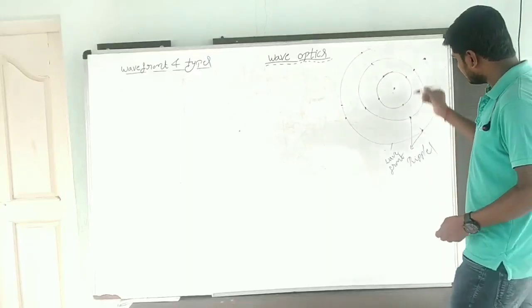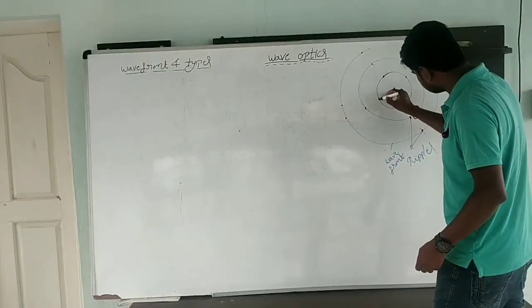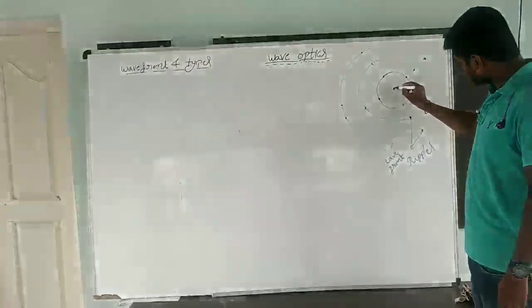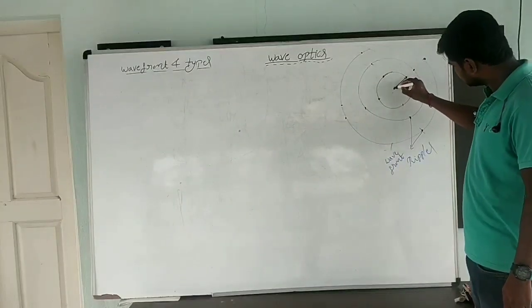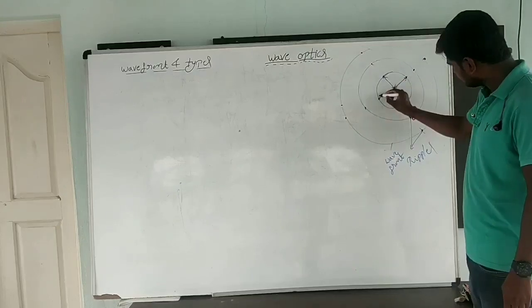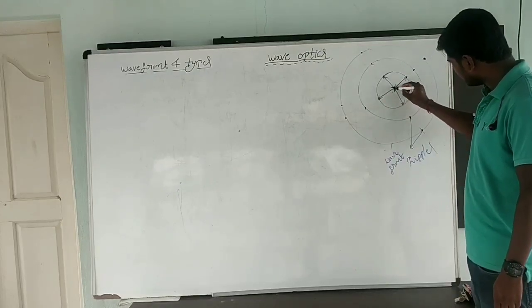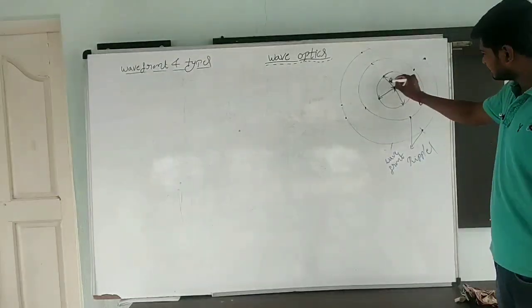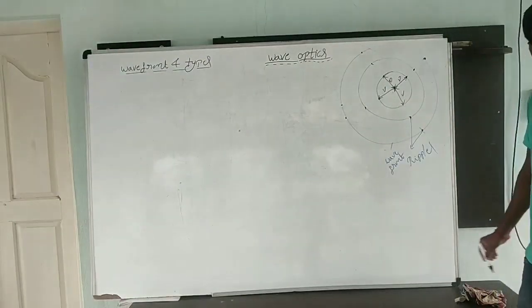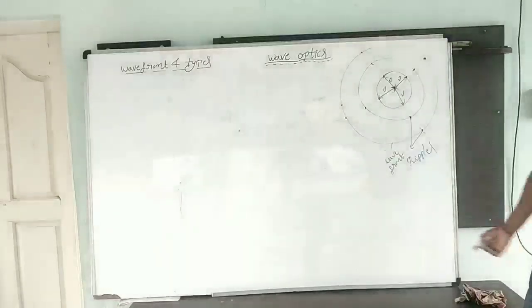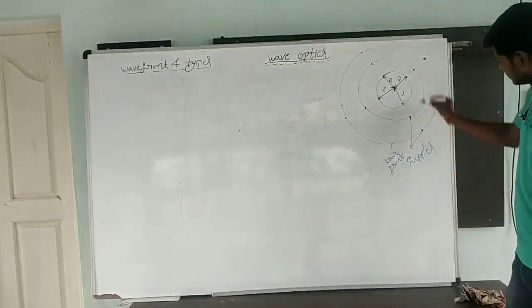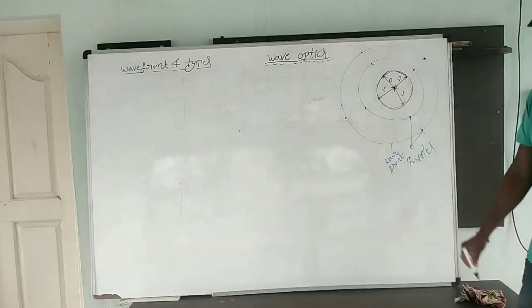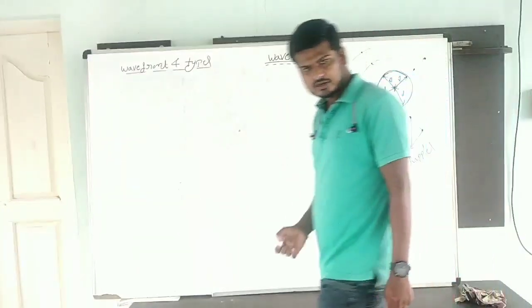In the same way, look at the points on the first circle. All of them are at the same distance from the center, from here to here, here to here. And they also move with the same speed, so they cover equal distances. These form a continuous set of points. That is why a wavefront is defined as follows.